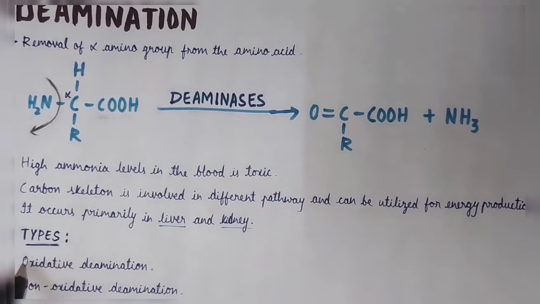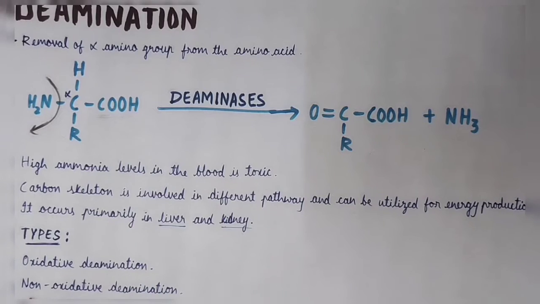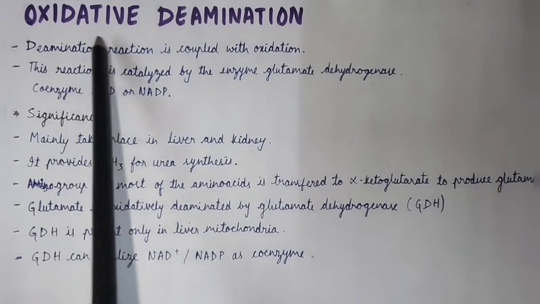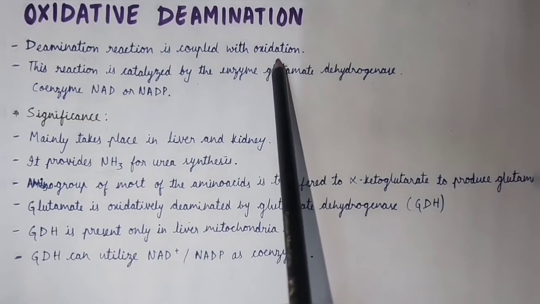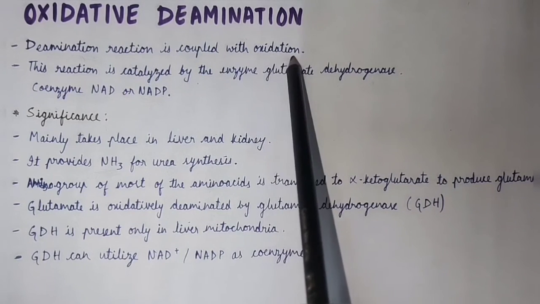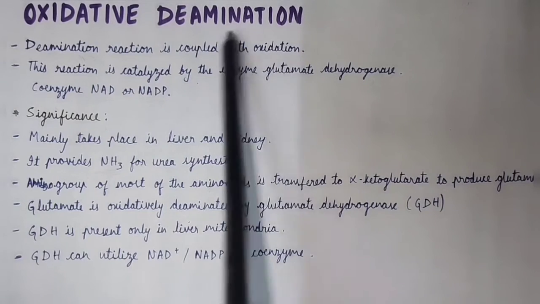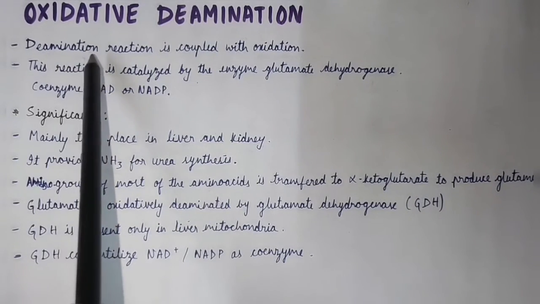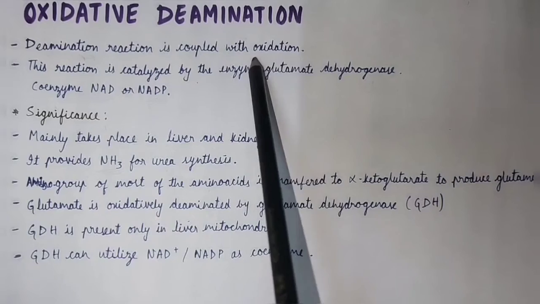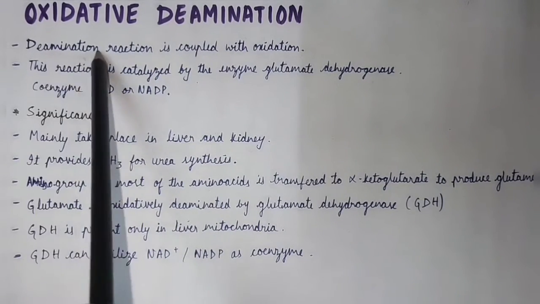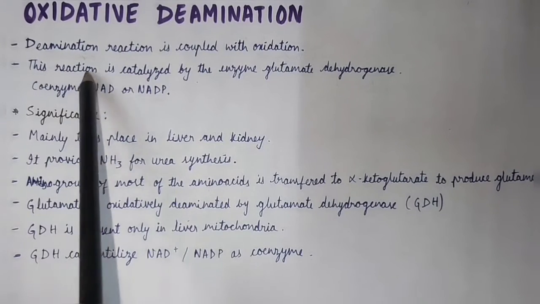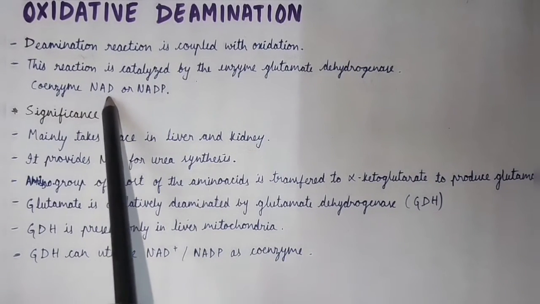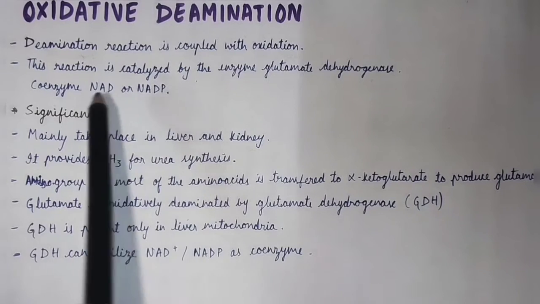There are two types of deamination: oxidative deamination and non-oxidative deamination. Oxidative deamination: the deamination reaction is coupled with oxidation. Oxidation is nothing but removal of hydrogens from the amino acid, and deamination is nothing but removal of the amino group from the amino acid. So it means there is removal of hydrogens along with the removal of the amino group. This reaction is catalyzed by the enzyme glutamate dehydrogenase, which requires the coenzyme NAD or NADP.